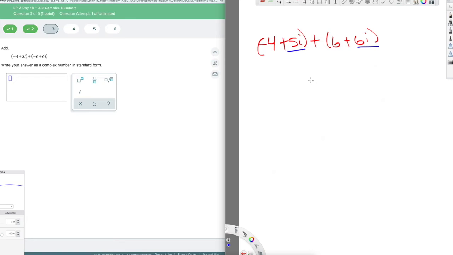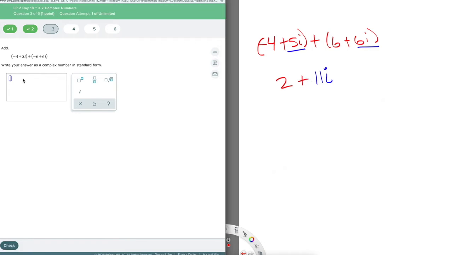So 5i and 6i, well, that's 11i. I'm just going to add them together. Go with any other numbers. Negative 4 plus 6, they're opposites. So I'm going to subtract, and the bigger number is 6, so it's positive. So there we go. I combined those guys together. We just add the like terms, just like we would any other number. So it's 11i.